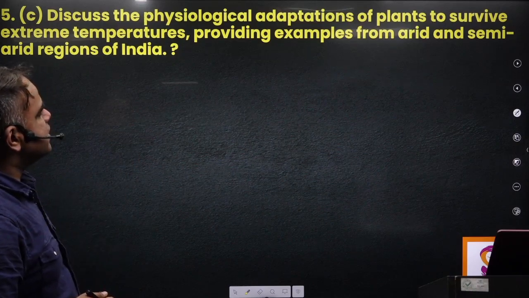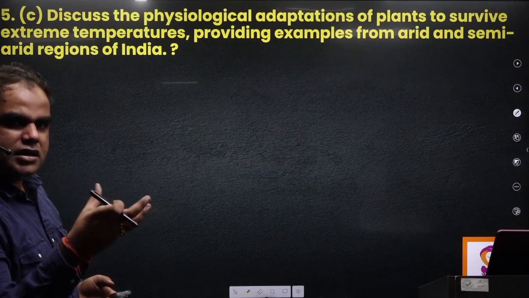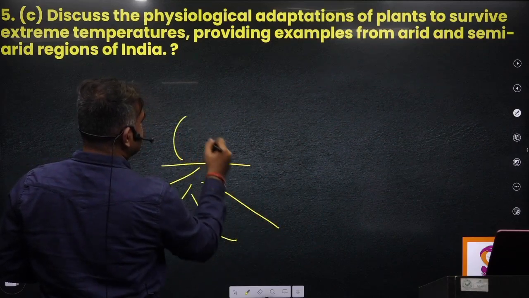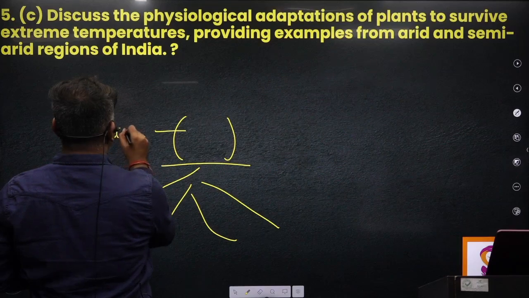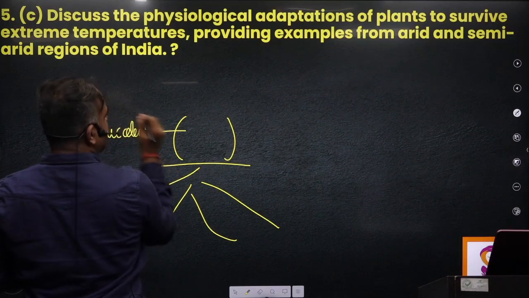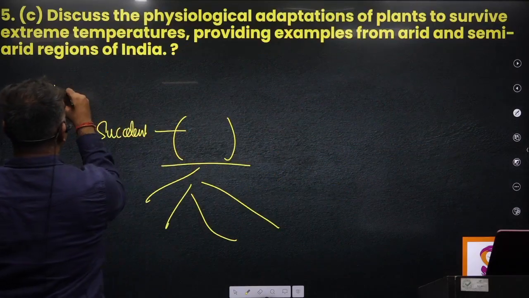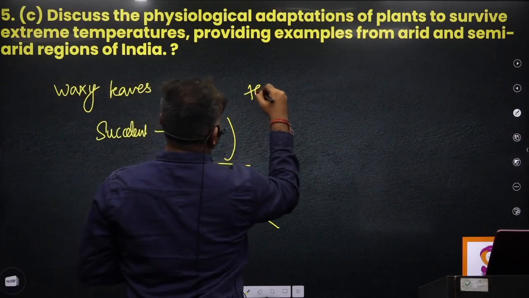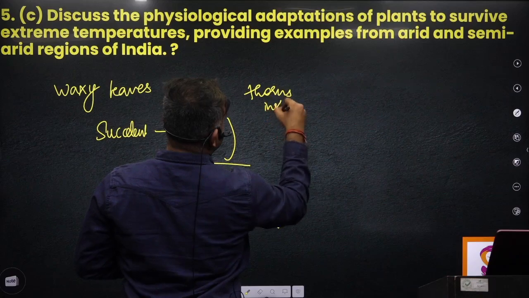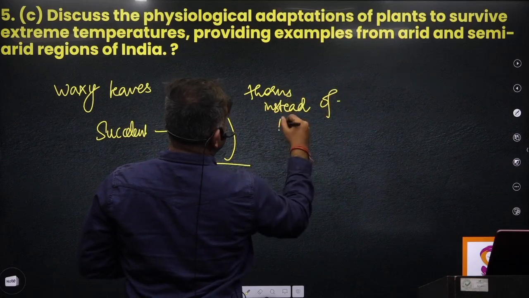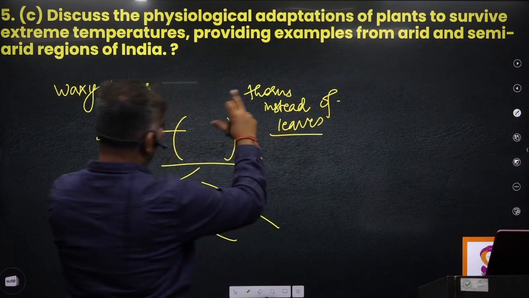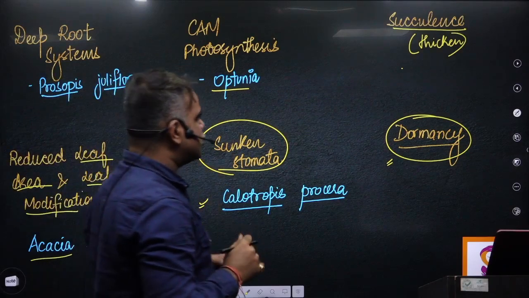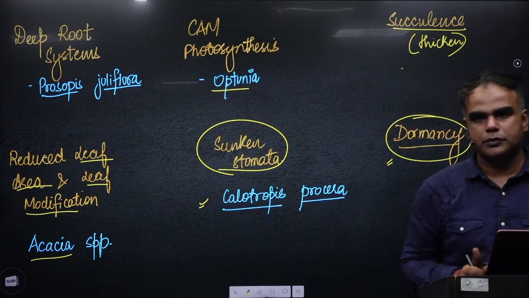Okay, in this, if you want, you can draw a simple diagram like a cactus, wherein you can show the deep root systems. Okay, you can show the thick stems, the succulent or the thick stems. You can show, by the way, I can even add waxy leaves. Okay, thorns instead of leaves. So a diagram plus all these points, around 4 or 5 points in a diagram, plus this explained through the name of species is enough to fetch you the maximum marks in this question. Okay.